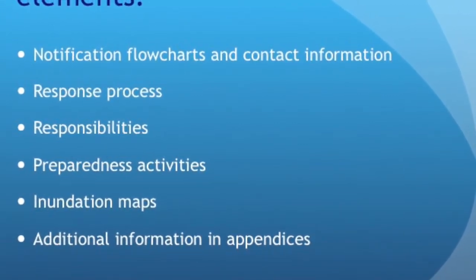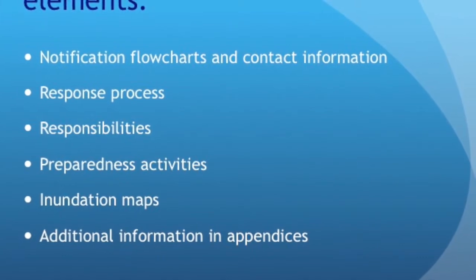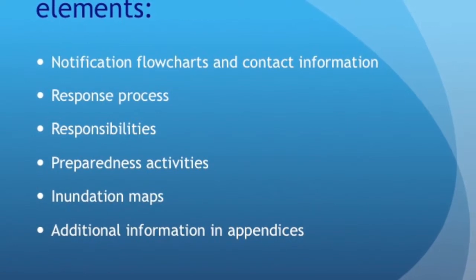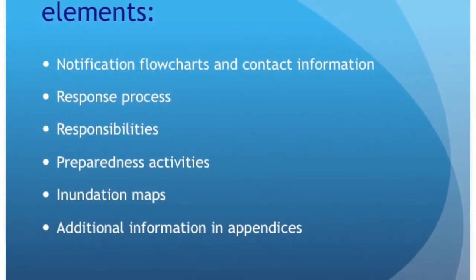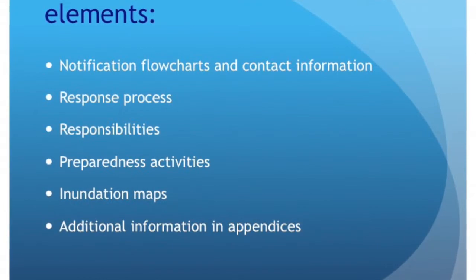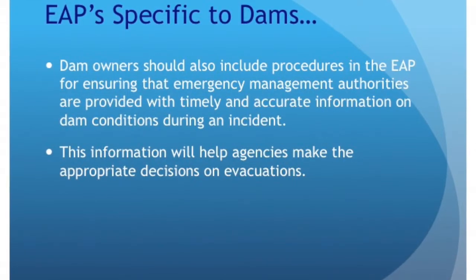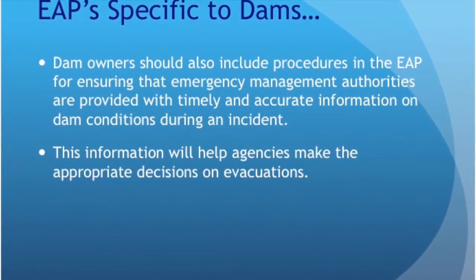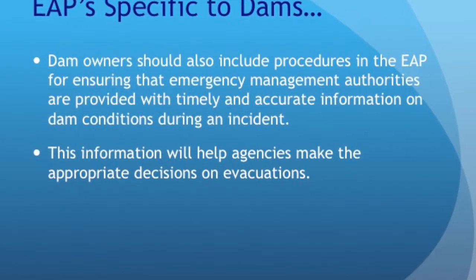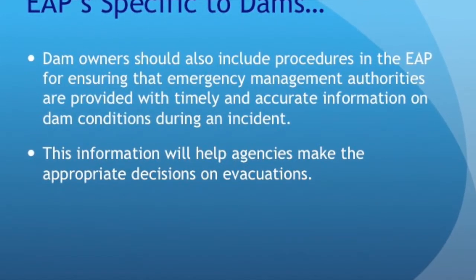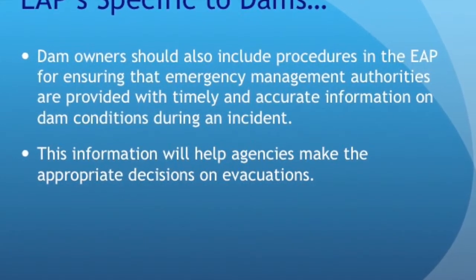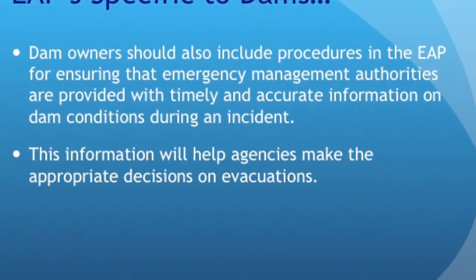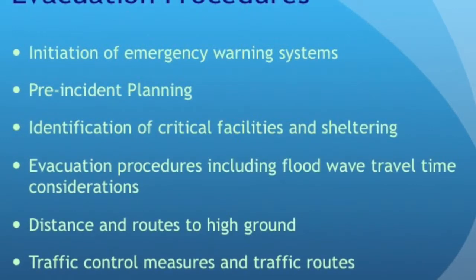EAPs generally consist of 6 elements: notification flowcharts and contact information, response process, responsibilities, preparedness activities, inundation maps, and additional information in appendices. In EAPs specific to dams, dam owners should also include procedures in the EAP for ensuring that emergency management authorities are provided with timely and accurate information on dam conditions during the incident. This information will help agencies make the appropriate decisions on evacuations.